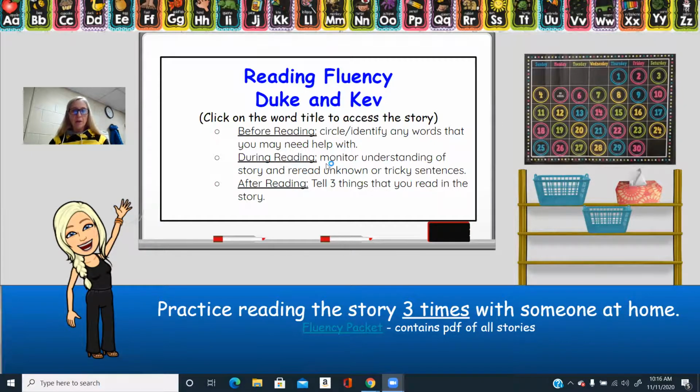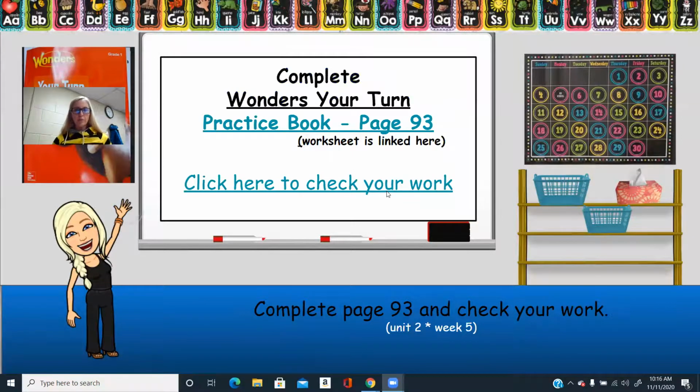While you're reading, make sure you're monitoring for your understanding. You are rereading any tricky words or tricky sentences. And after reading, tell 3 things that you read in the story. Make sure you tell them in order, beginning, middle, and end. We really want to read the story 3 times. Our brain really likes 3 times, and then we can work on developing our fluency over the 3 times in that passage. Don't forget, you can always go back and reread any of the stories in our packet. Also, in the Your Turn practice book, page 93, you can check your work by clicking on this link right here.